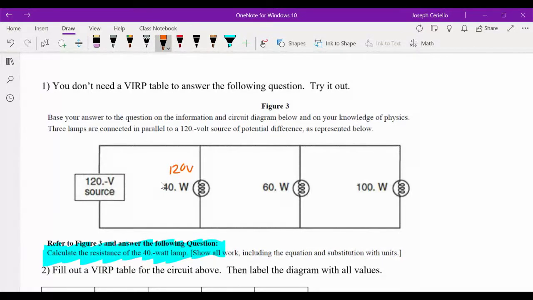It's 120 volts. So if you want to find the resistance of that lamp, you could simply do power equals V squared over R. 40 equals 120 squared over R. And if you solve that, I think R comes out to be, let's see, I don't know that offhand.